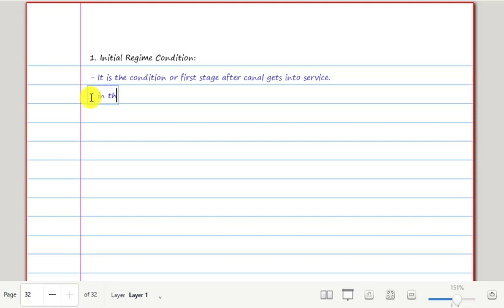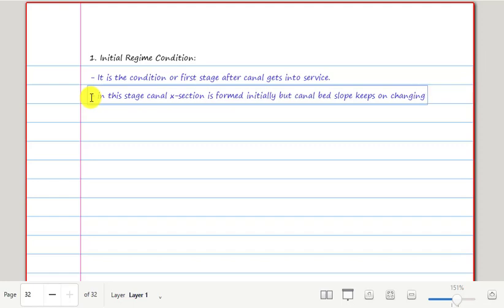And in this stage, canal cross section is formed initially, but canal bed slope keeps on changing. Okay, means that it is formed during initial regime conditions.